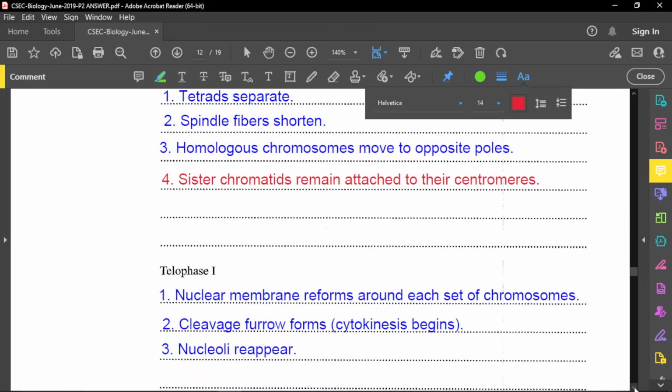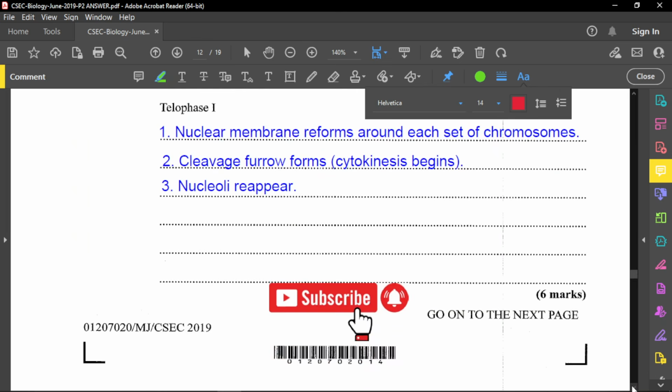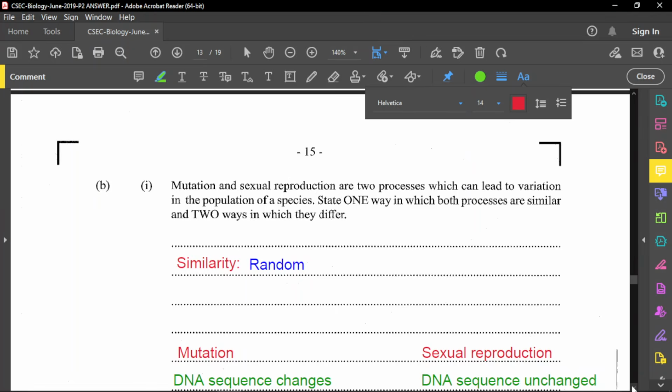All right, and so in telophase 1, the nuclear membrane reforms around each set of chromosomes. Notice the keyword here, chromosomes, not chromatids. Now the cleavage furrow will also form, and cytokinesis will begin. Once the cleavage furrow starts forming, then cytokinesis starts, and this is when the cytoplasm starts to divide. And then the nucleoli start to reappear. All right, and that's 6 marks. So 2 marks, 2 points for each stage as suggested in the question will be fine, for this 6 mark question.